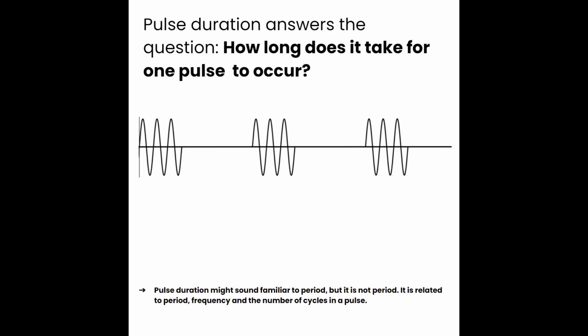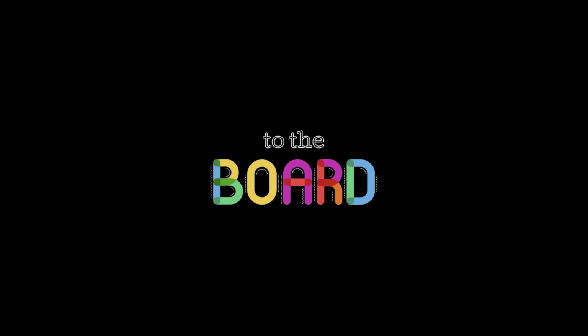We can't change frequency or period. We can't change pulse duration either because of it, and it will not be adjustable by you as the sonographer. Pulse duration is going to answer the question, how long does it take for one pulse to occur? Now this might sound really similar to period, but it is not the period of the wave. It is the period of the wave multiplied by the number of cycles, or it's the number of cycles divided by the frequency. So they're all related to one another, but this is not the period of the wave. It is the duration or the time it takes for the one pulse to occur. So using our two new formulas that we have for pulse duration, let's go ahead and look at an example over on the board and work through some of the math on it.